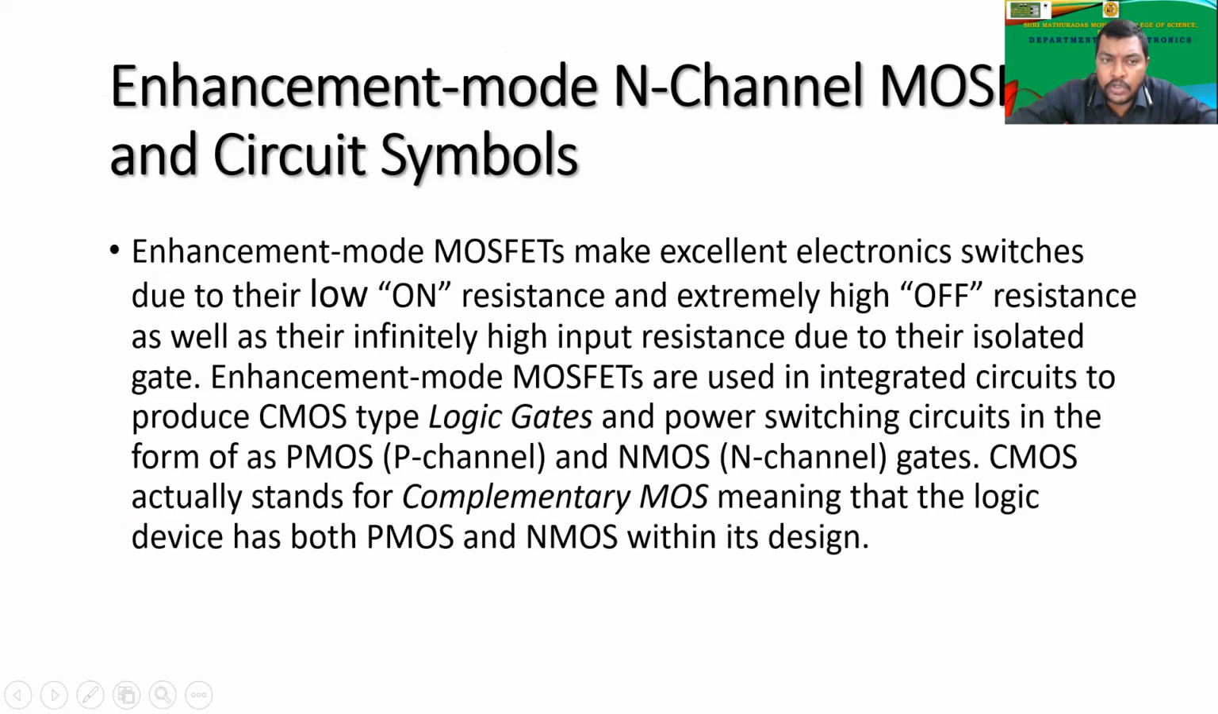MOSFETs make excellent electronic switches due to their low on-resistance and extremely high off-resistance. These are the advantages of the enhancement MOSFET, as well as their infinitely high input resistance due to their isolated gates. So we have high input impedance in comparison with the BJT. Enhancement mode MOSFETs are used in integrated circuits to produce CMOS type logic gates and power switching circuits in the form of PMOS, that is P channel, and NMOS, that is N channel gates.